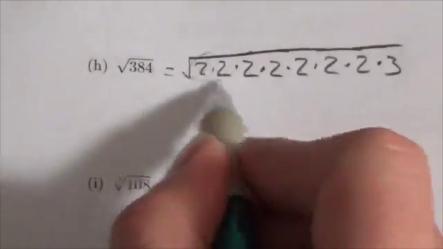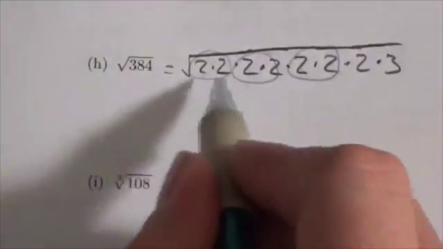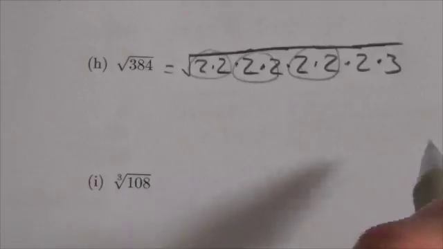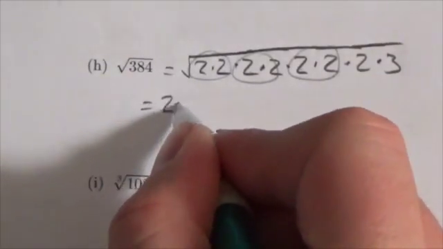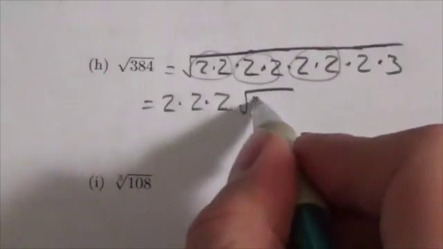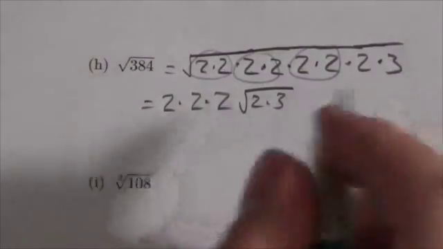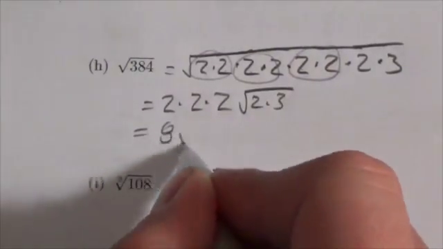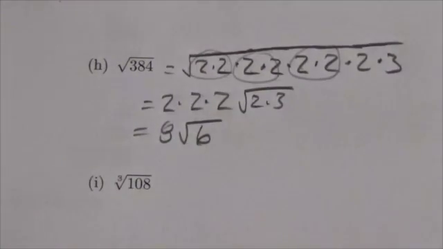So it's a square root, and I'm looking for pairs. There are 3 pairs of 2s there, so I can pull out 3 factors of 2, and then I'm just left with a 2 times a 3 underneath that didn't have pairs, and this becomes 8 times the square root of 6.